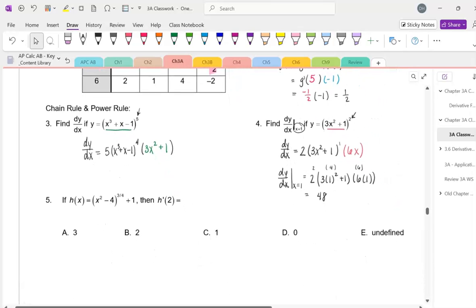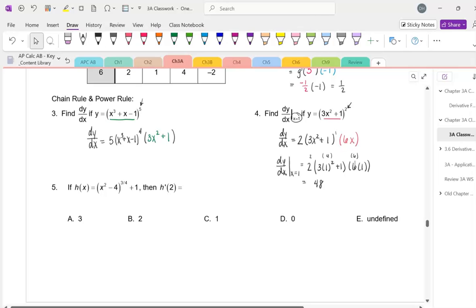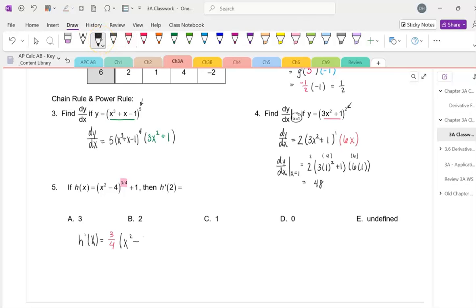All right. In question number 5, it's the same thing, except we're going to evaluate it at 2. So let's go ahead and find the derivative first. We've got h prime of x equals. Now, with power rule, you're still multiplying that into the front. So we've got 3 over 4. The inside stays exactly the same, x squared minus 4. And then you're still subtracting 1. When you subtract 1, it would be a lot easier to subtract 4 over 4 so that you get 3 minus 4, which is negative 1 over 4.